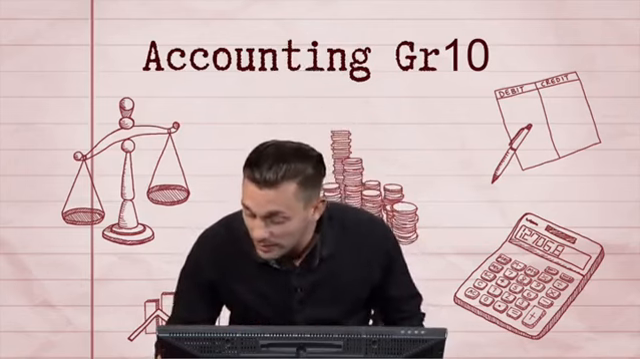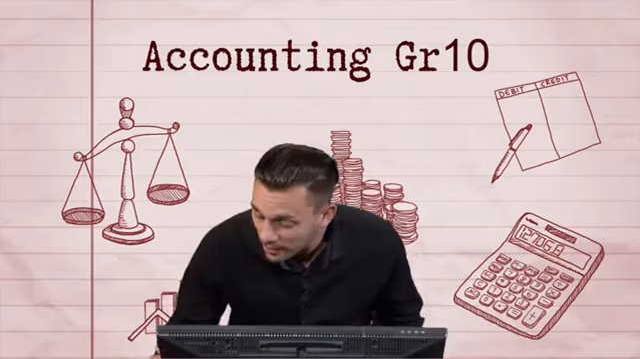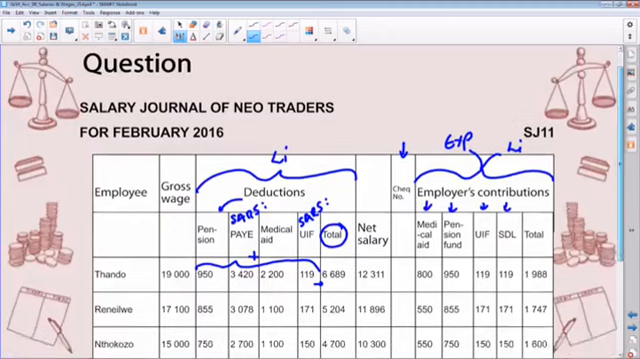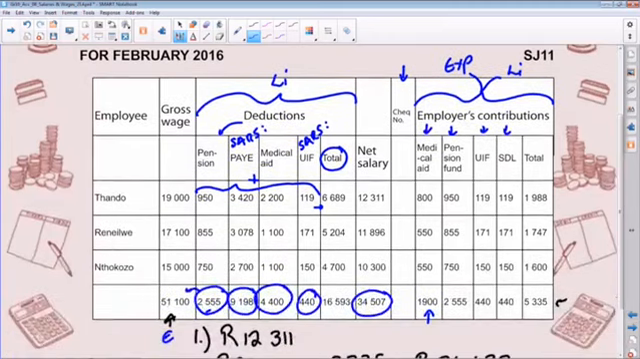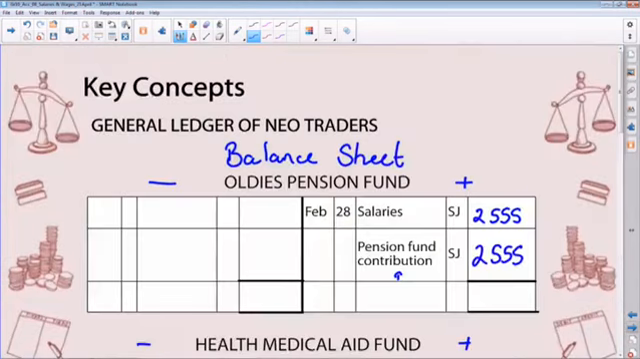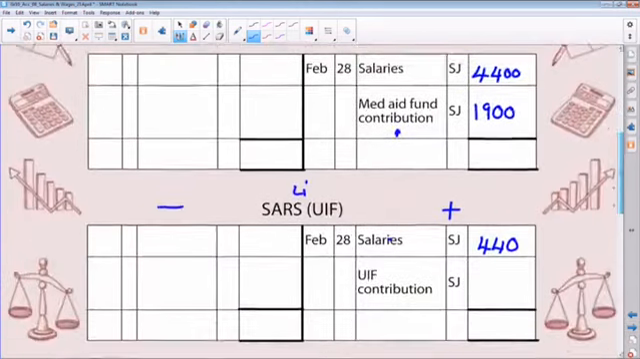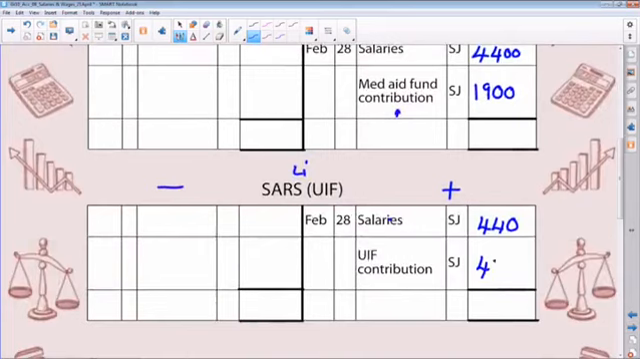But let's continue with the salaries journal. We're almost done. We're going to have a break. The next column, your UIF. So your UIF increased as well. You have a bigger contribution. We'll go to SARS UIF in your balance sheet because you owe more money to SARS UIF. How much more? 440. But now, remember, you need to create the expense account.